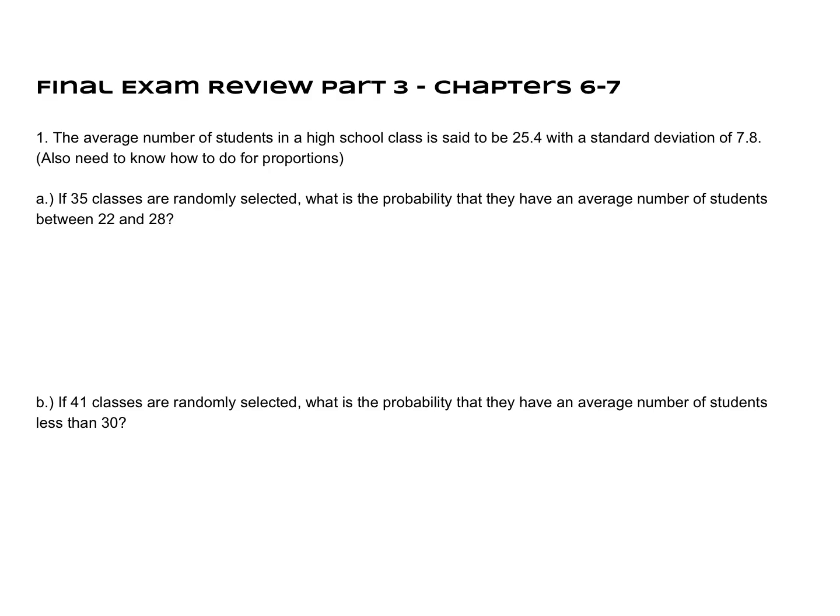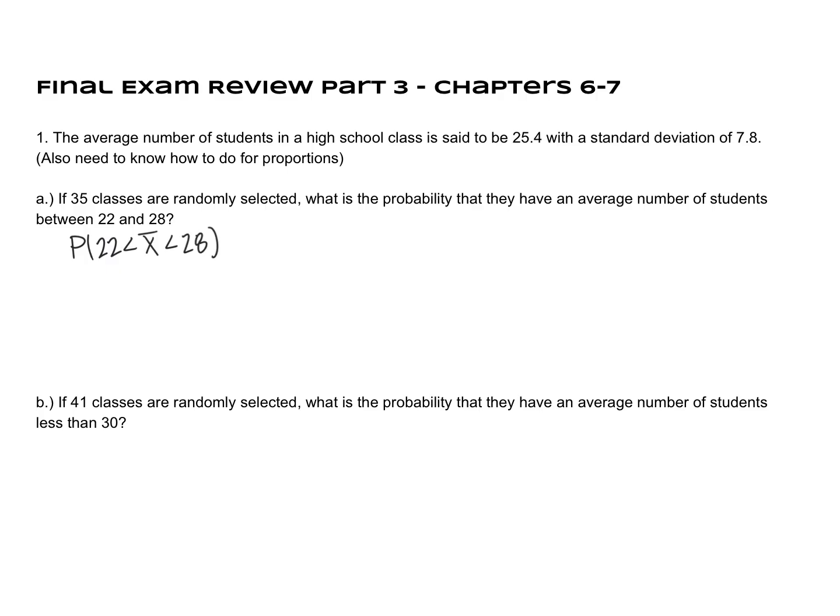So in our first problem, we have that the average number of students in a high school class is said to be 25.4 with a standard deviation of 7.8. So this is an example of means, so you would also need how to do this for proportions. If 35 classes are randomly selected, what is the probability that they have an average number of students between 22 and 28? So we are trying to find the probability that our mean is between 22 and 28.